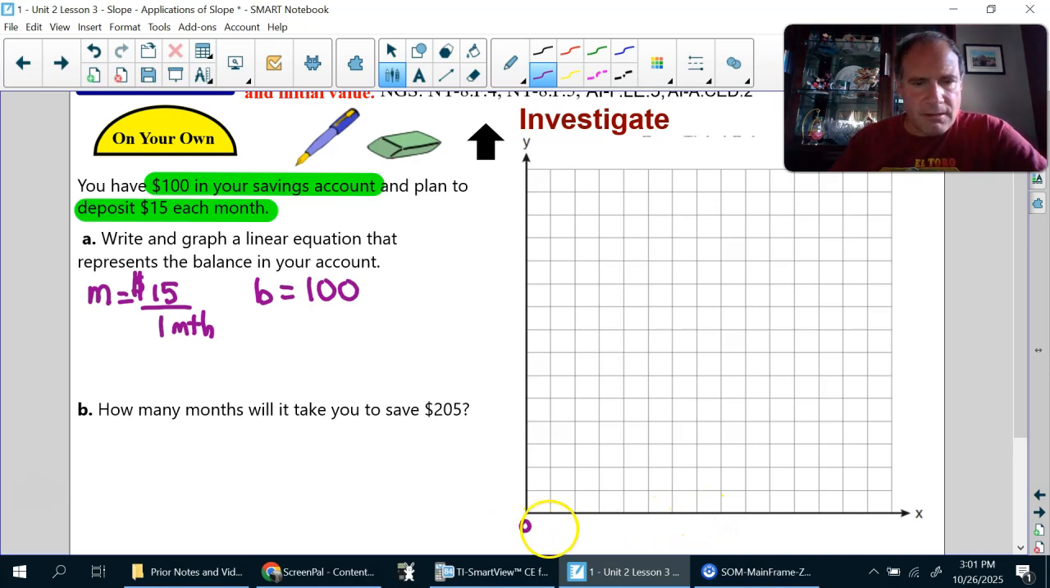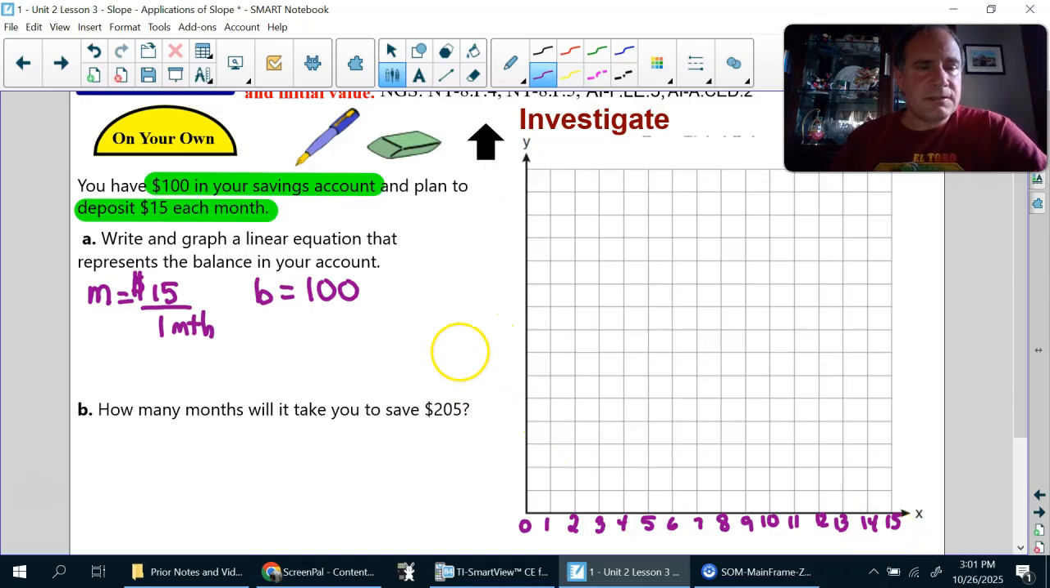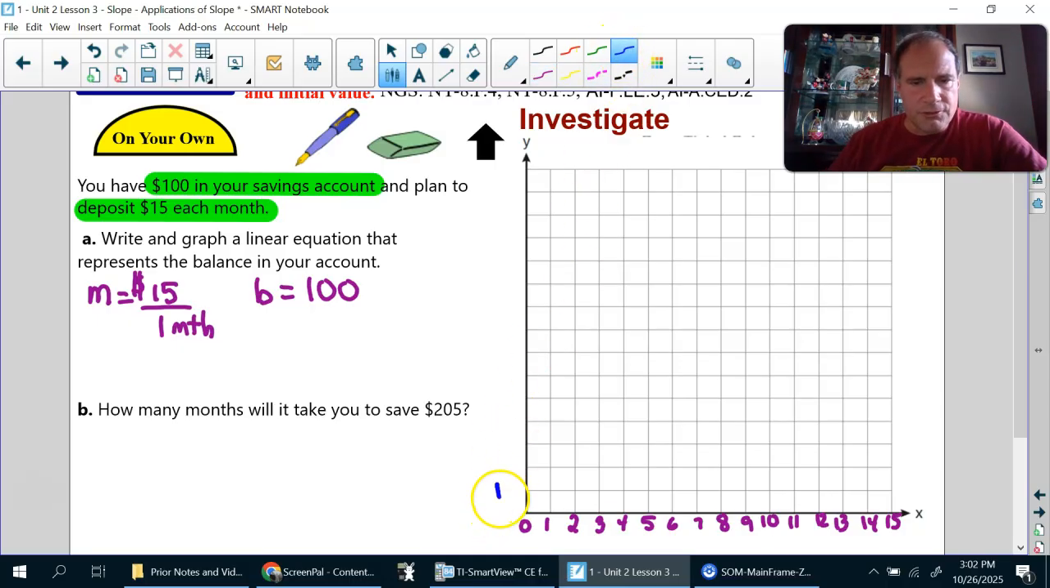So I'm just going to put months down, and I'm going by ones. Okay, on the y-axis, I'm going to go by money. But I have $100 in the account to begin with. So I don't need to see anything before 100. So I'm going to start with 100.